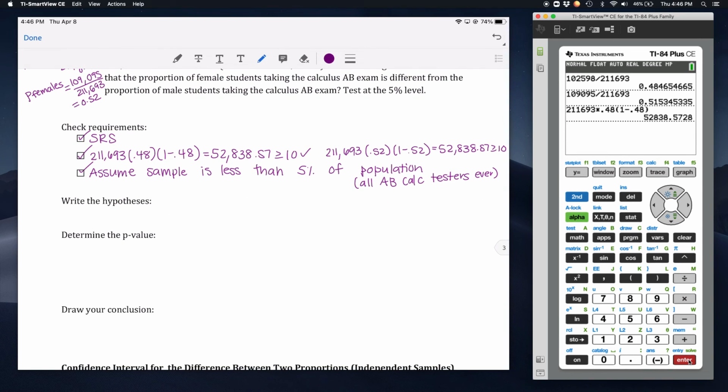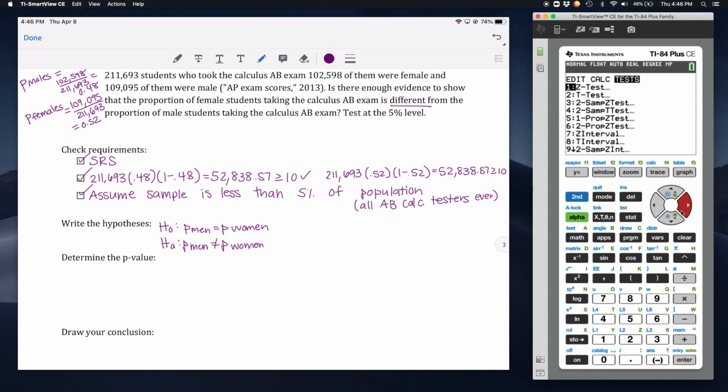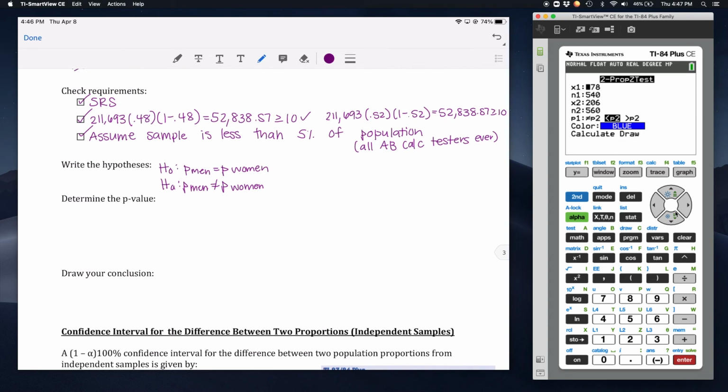Okay. Our hypothesis then is we're comparing the proportion of men and women again. So we think the proportion of men and women are going to be the same. An alternative is we just say that they're different. The fact that we're just saying they're different, I don't care who's higher than who, we just want them to not be equal to each other. So it's going to be a two-tailed test. So now let's go ahead and perform the test. So we're doing our 2-prop z test.